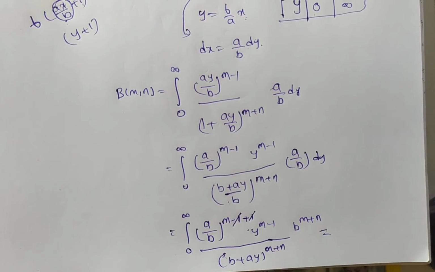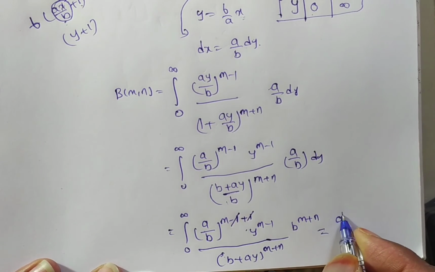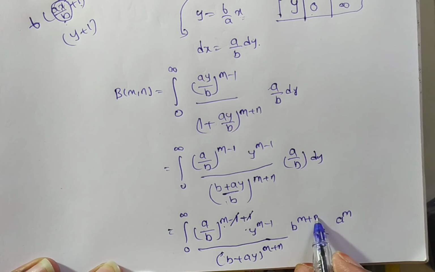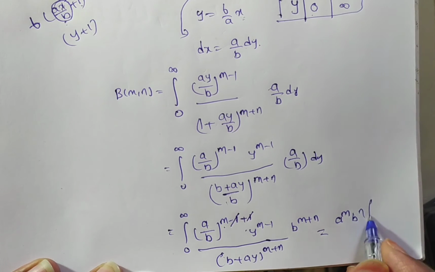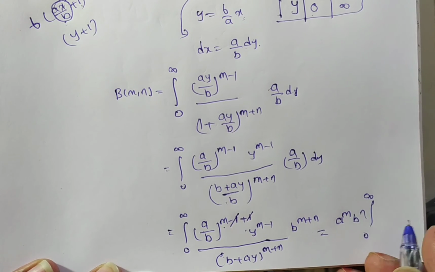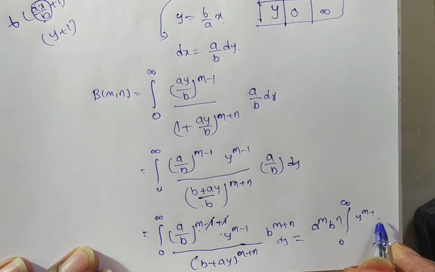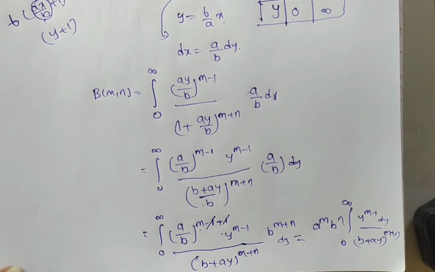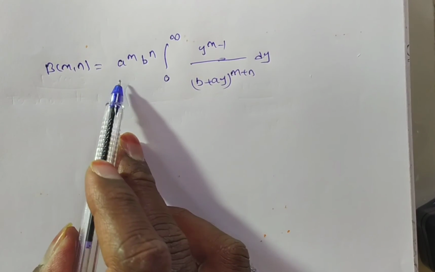Now minus 1 plus 1 cancel. This is a^m. Only the terms, write down separately. First a^m. Next, this is 1 by b^m. Here you have b^(m+n). So in the numerator b^m and denominator b^n getting cancelled. Then what is the remaining term? b^n. So the remaining part is integral 0 to infinite y^(m-1) dy by (b + ay)^(m+n). Is it or not?